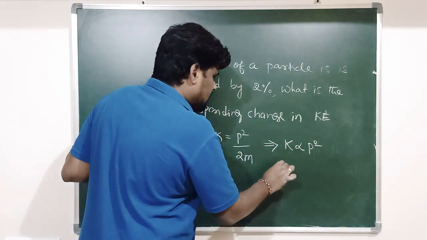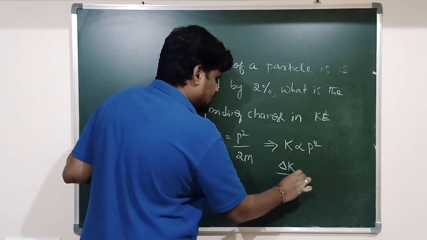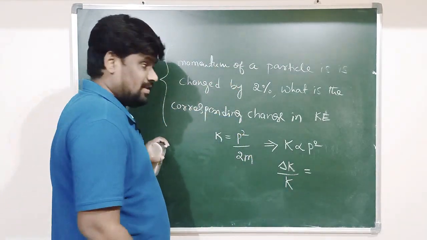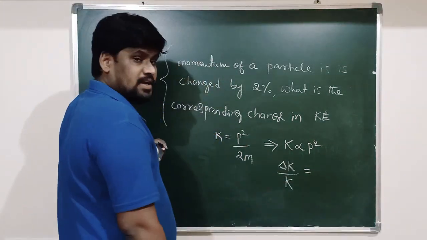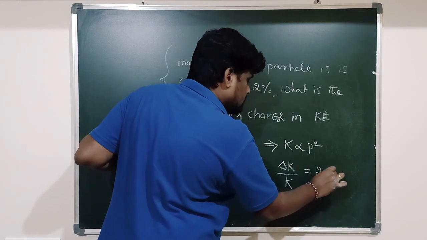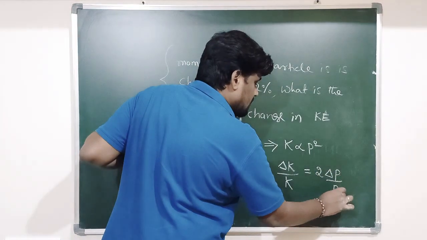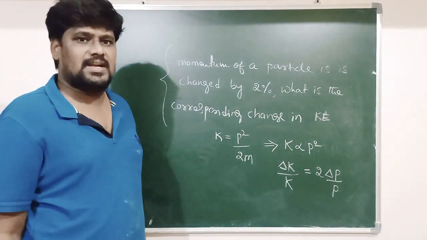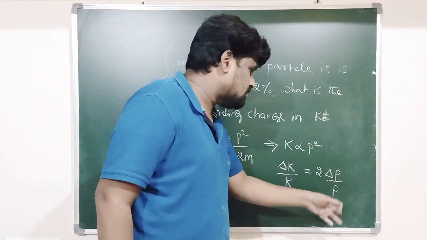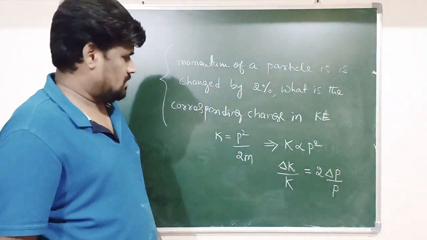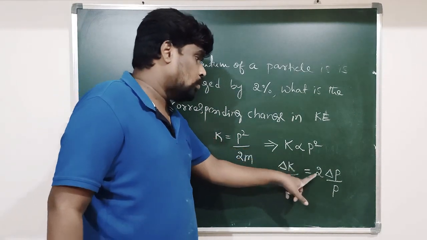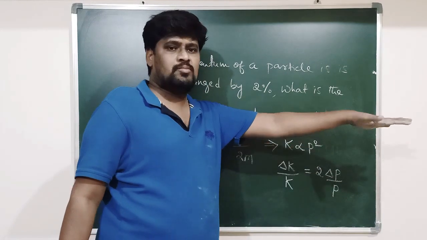Then delta K by K, from the knowledge of the errors, what can I write? Delta K by K, that is the fractional change in kinetic energy, should be equal to, since it is P square, 2 times delta P by P. That is, delta K by K is equal to 2 times delta P by P, or the percentage change in the kinetic energy is equal to 2 times the percentage change in the momentum.